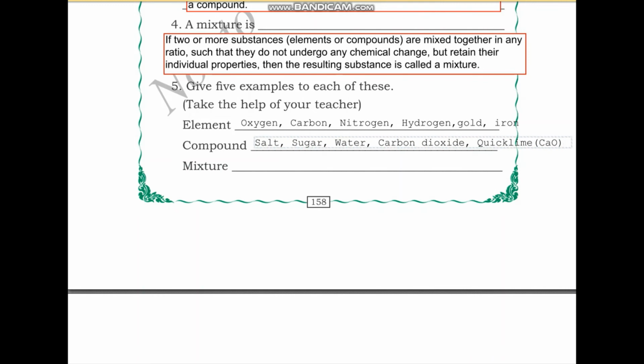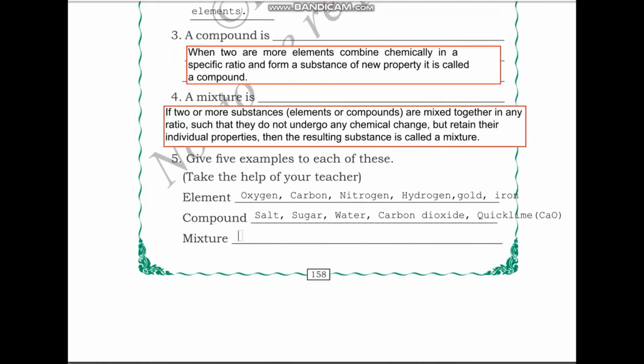Next, for mixtures, one mixture that we all know about is soil. So we just learned that soil is a mixture. Next, air is also a mixture. Okay, so air is a mixture of different gases. Next, seawater is a mixture because it contains various types of salts in it.